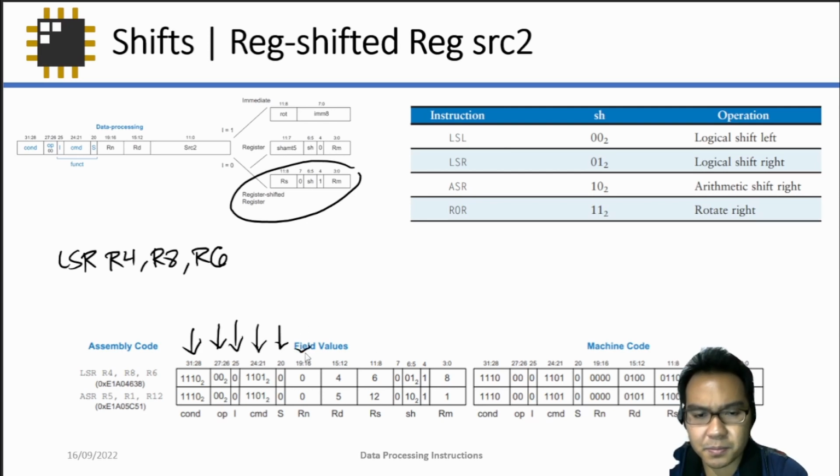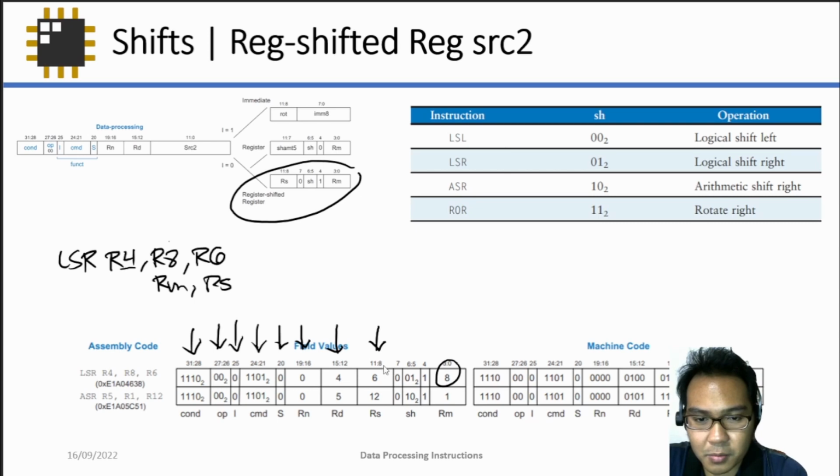Okay, so Rn is 0 for shift instructions. Rd is the destination, which is 4. Rs is 6. Okay, so we have Rm here and Rs here. Rm is R8, so we put that there. And now it's not an immediate, it's a shift register, so we put the shift register here. And that's 6. But if it's shifted register, this is 0 and this is 1.